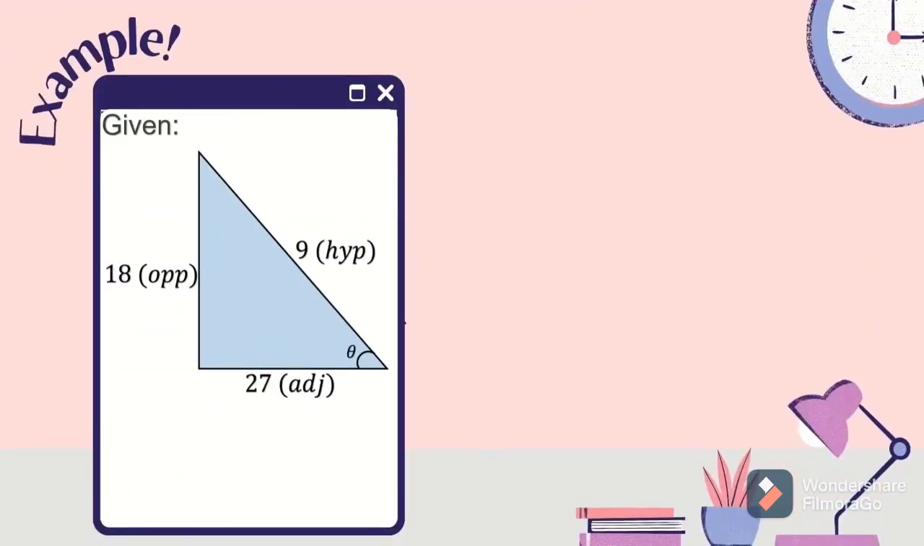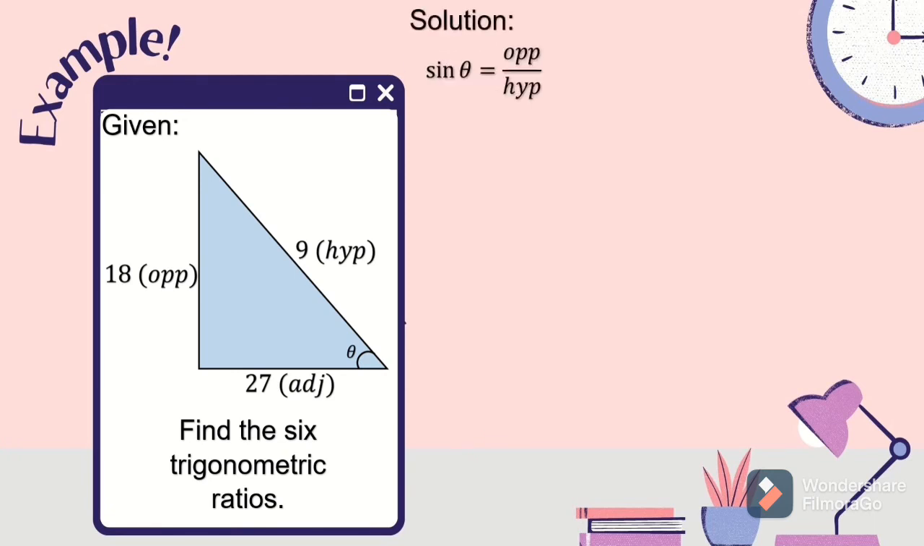Another example here is this one. This time, nasa baba ang ating theta. So, our hypotenuse is 9, opposite side is 18, and adjacent side is 27. Let's find out the 6 trigonometric ratios. So, again, for sine, that is opposite over hypotenuse. Substituting, we'll have 18 over 9, and 18 over 9 is equal to 2.